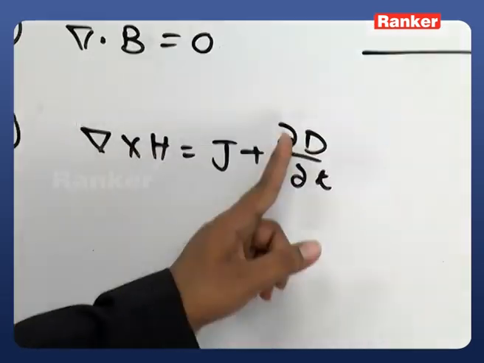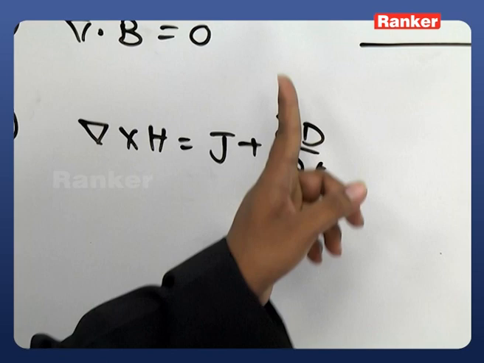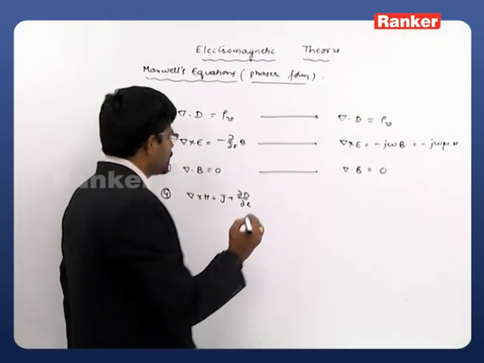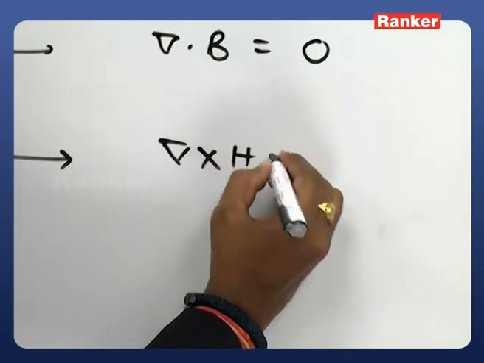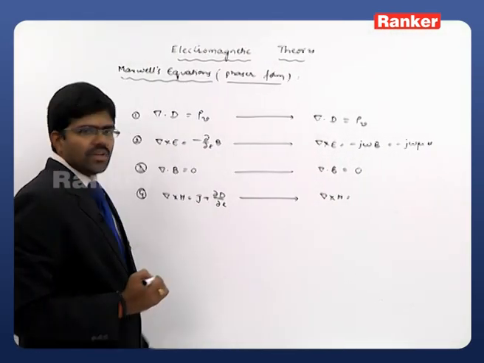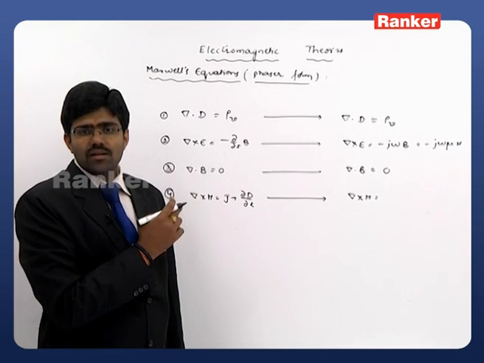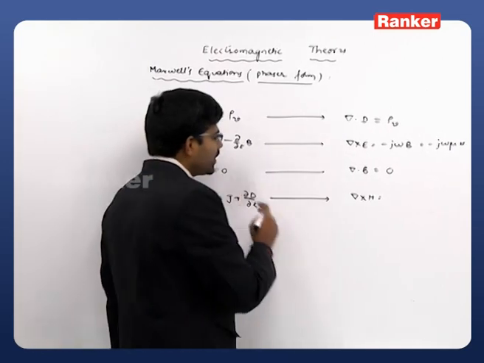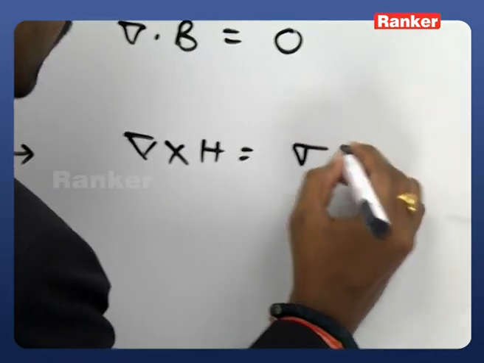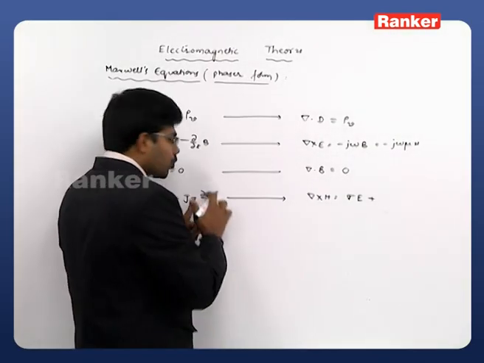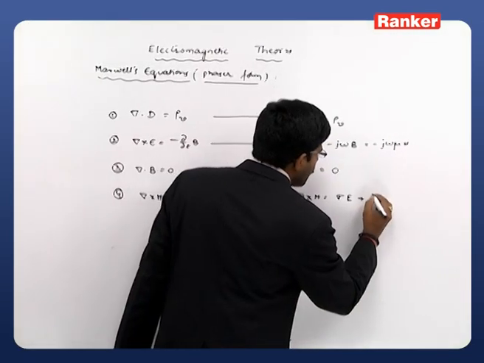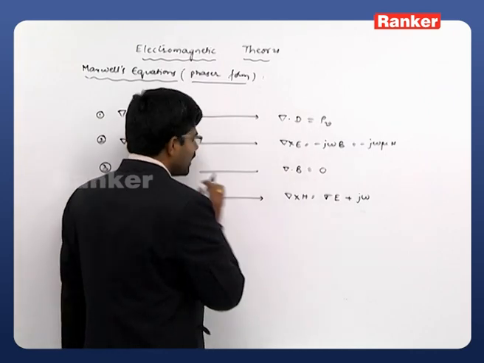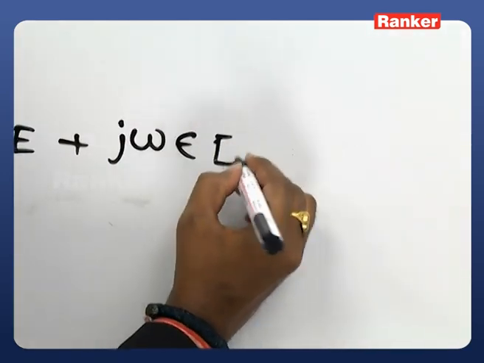Now once again clearly observe, here we have a ∂/∂t term. This ∂/∂t operator can be replaced with jω. So this equation can be written as ∇ × H equals, now J is the conduction current density, that we discussed. This J can be written as σE, that is conduction current density, plus the ∂/∂t operator can be replaced with jω, and D can be replaced with εE.